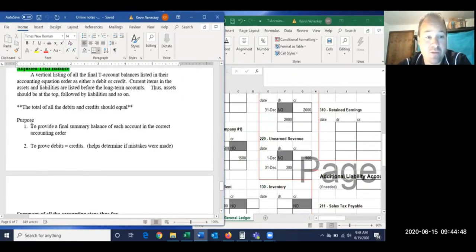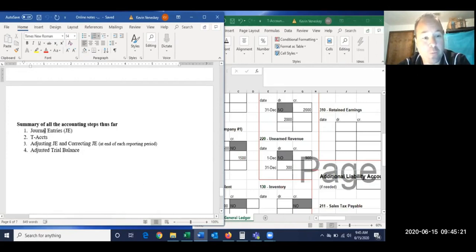And remember the whole purpose of doing a trial balance. There are two reasons why we do it. One is to summarize all of our T accounts and to put them in their correct order. So adding up all of the cash and having one final number and then showing what that amount is. And then showing that all of our debits, when we add them all up, and all of our credits, when we add all of those up, our final balances, that they equal. That's the whole purpose we do a trial balance.